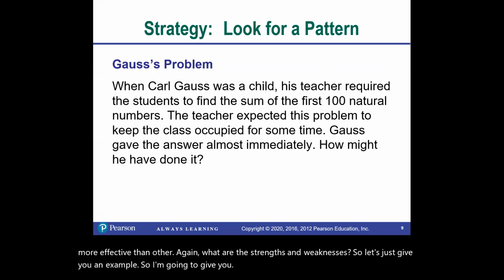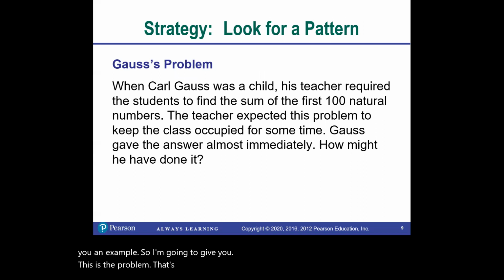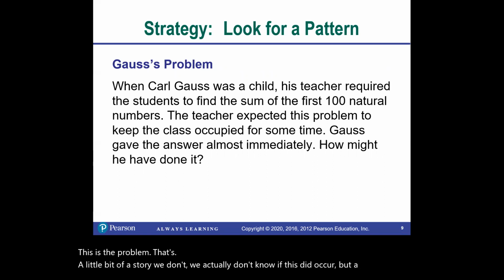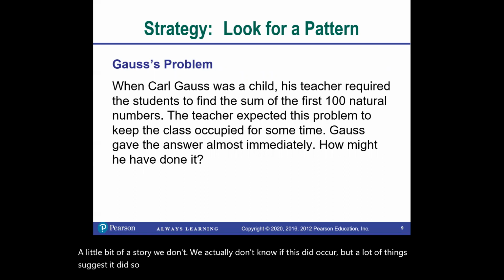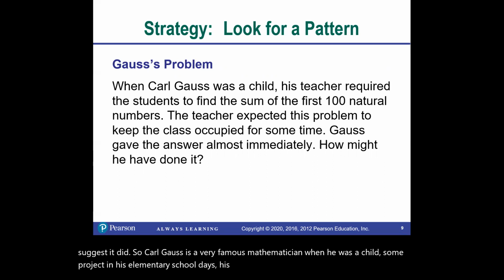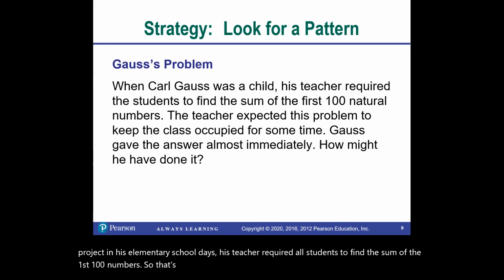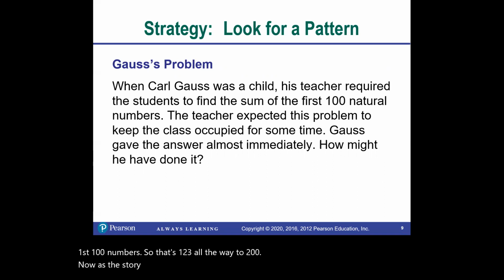this is a problem that's a little bit of a story. We actually don't know if this did occur, but a lot of things suggest it did. So Carl Gauss is a very famous mathematician. When he was a child, in some project in his elementary school days, his teacher required all the students to find the sum of the first 100 numbers. So that's 1, 2, 3, all the way up to 100.